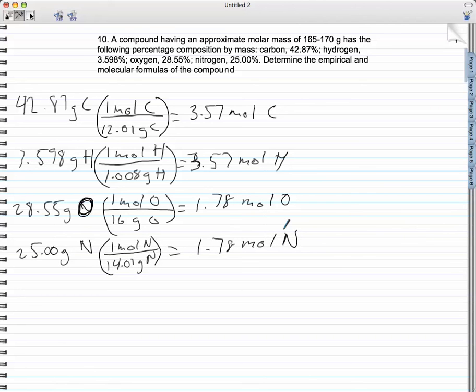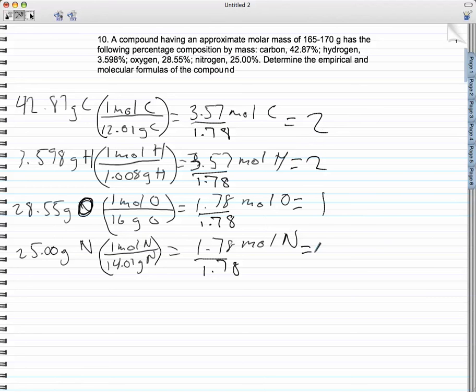Okay, and so once we have the amount of moles that we have in the 100-gram sample, what we care about is the ratios. And the ratios here, you can kind of tell just by looking at it, is going to be about 2 to 2 to 1 to 1. But if it's not as obvious, what you need to do is divide everything by the smallest number of moles, which in this case is 1.78. So if we divide all those by 1.78, we do get our 2 to 2 to 1 to 1.